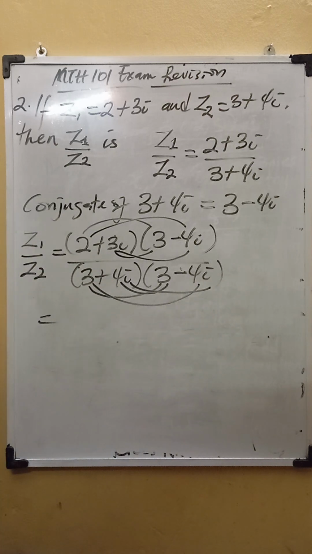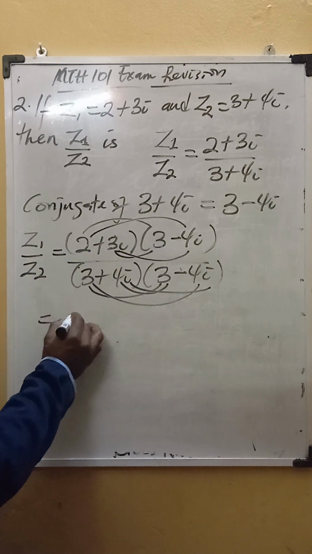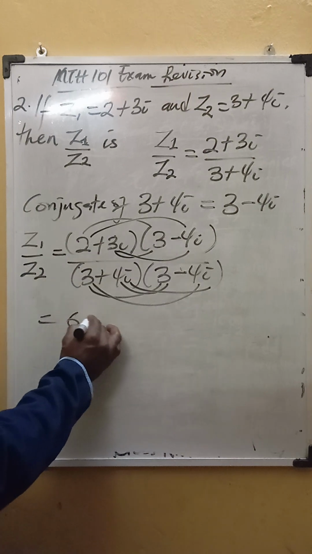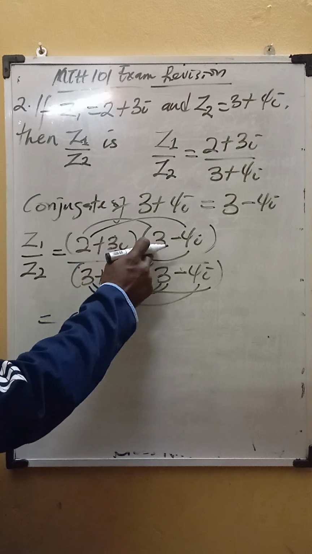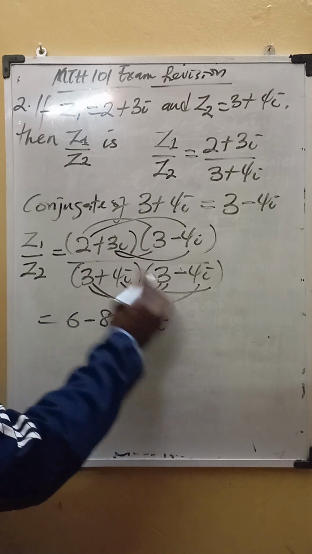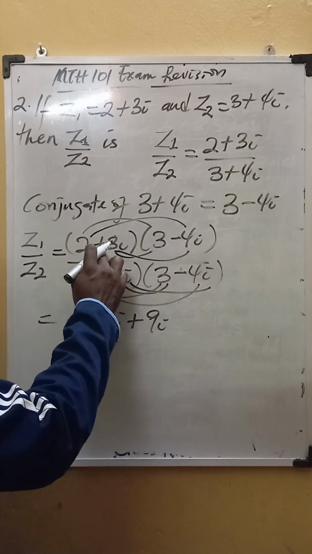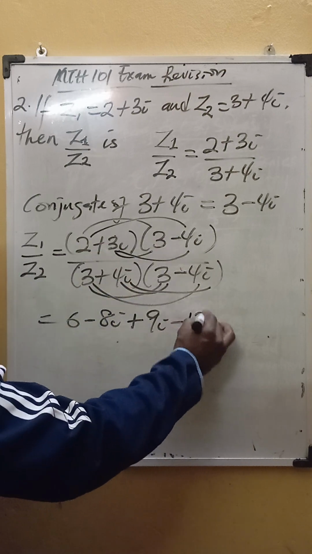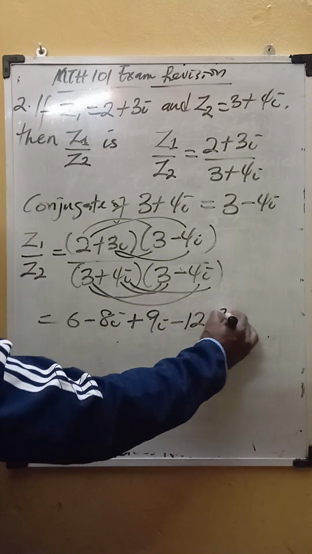So the first term we're going to have is 2 times 3 is 6. 2 times 4 is minus 8i. Are we together? 3 times 3 is 9, so then we have plus 9i. Then 3 times 4, consider the signs, plus and minus, we have minus 12i squared, precisely, i squared.